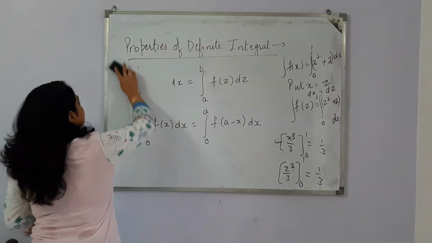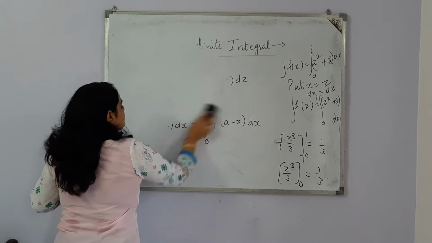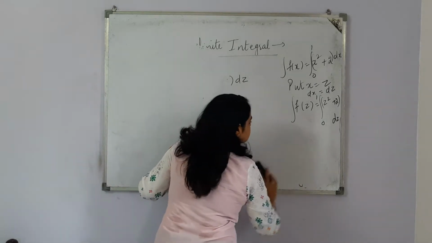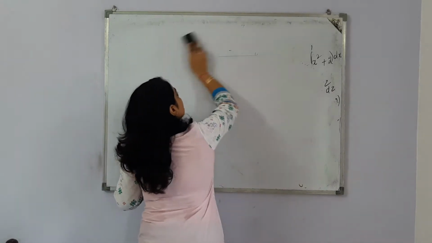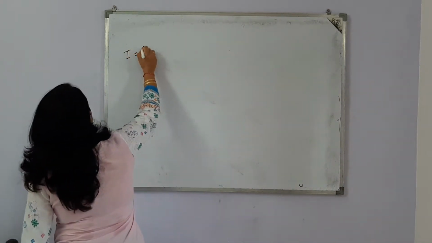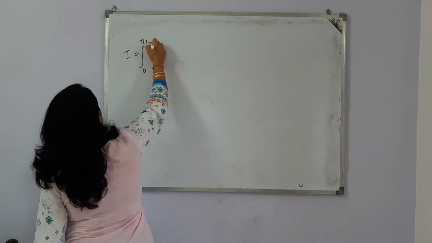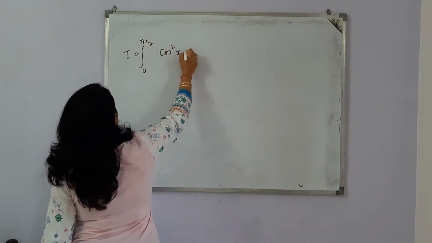The very first question is, from 0 to pi by 2, cos square x.